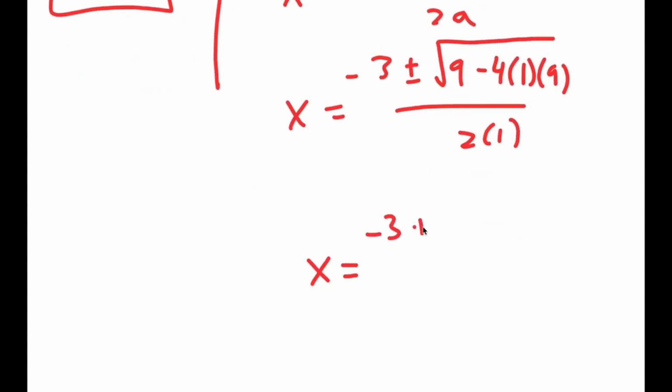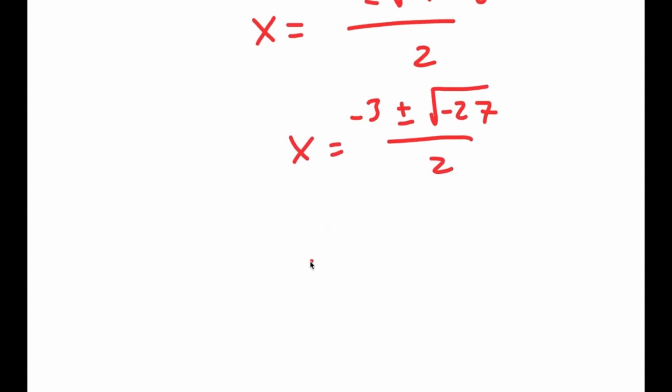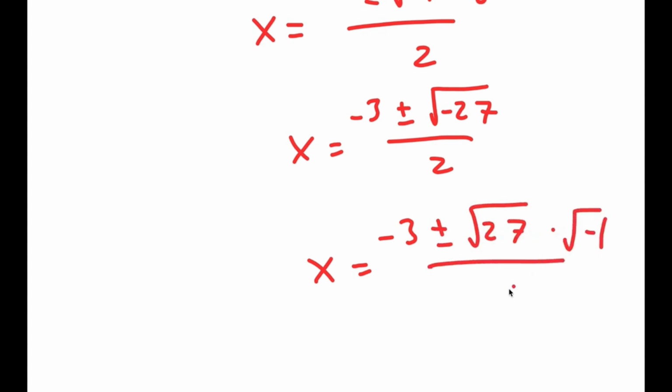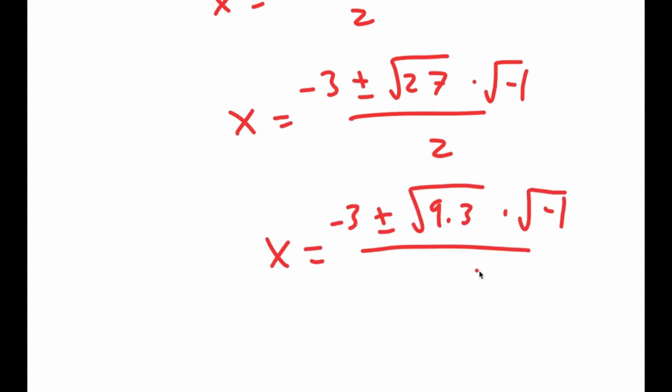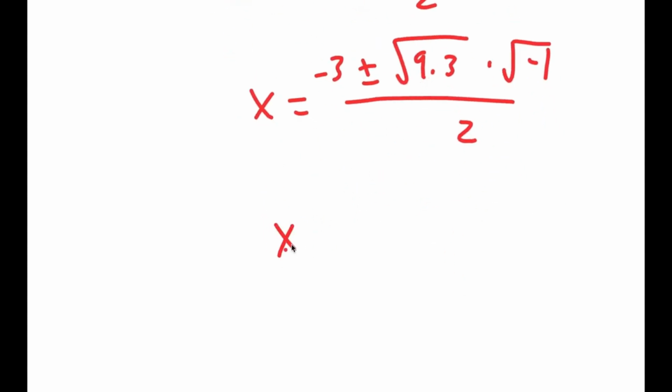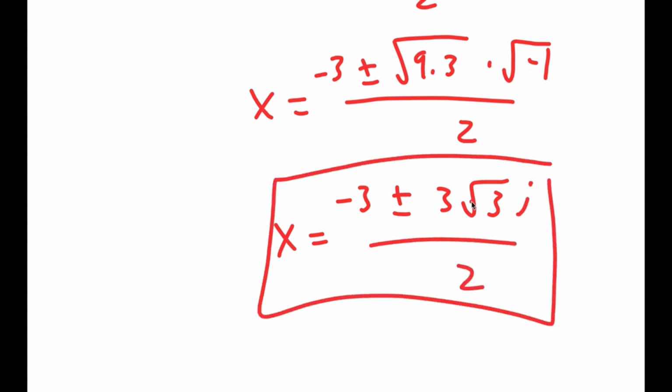And this turns into negative 3 plus or minus the square root of 9 minus 36 over 2, which is equal to negative 3 plus or minus the square root of negative 27 over 2, which is equal to negative 3 plus or minus the square root of 27 times the square root of negative 1 over 2. Now, 27 is the same thing as 9 times 3. And the square root of 9 is 3, so I get x is equal to negative 3 plus or minus 3 root 3 over 2. And the square root of negative 1 is actually equal to the imaginary number i. So these are two more solutions to this equation.